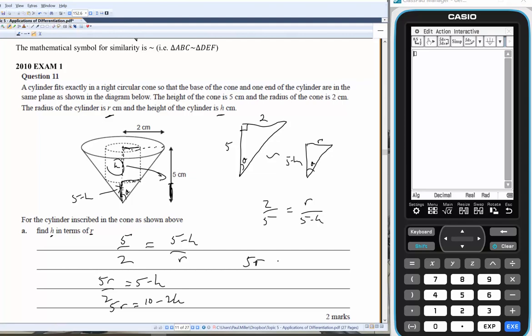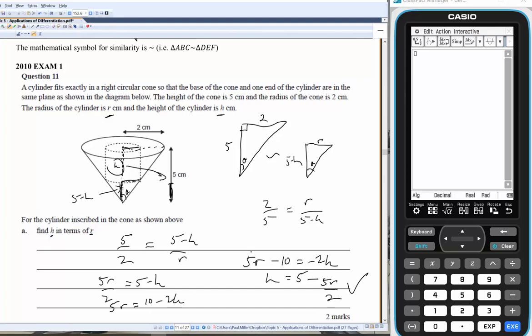5r take away 10 is equal to negative 2h. h is equal to, I'm going to divide both sides by 2, so negative 10 divided by 2 is 5. Take away 5r on 2. All right, so we've successfully found h in terms of r.